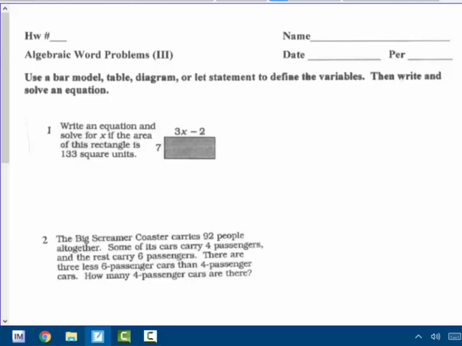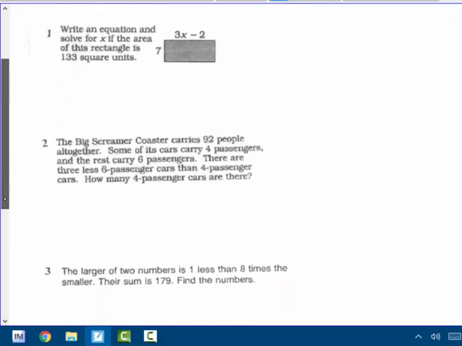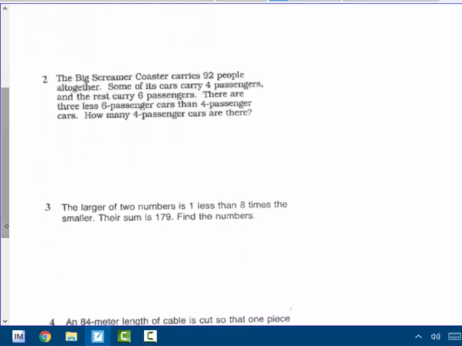The first one I'm going to do is number 2 here. The Big Screamer Coaster carries 92 people all together. Some of its cars carry 4 passengers and the rest of the cars carry 6 passengers. There are 3 less 6-passenger cars than 4-passenger cars. How many 4-passenger cars are there?